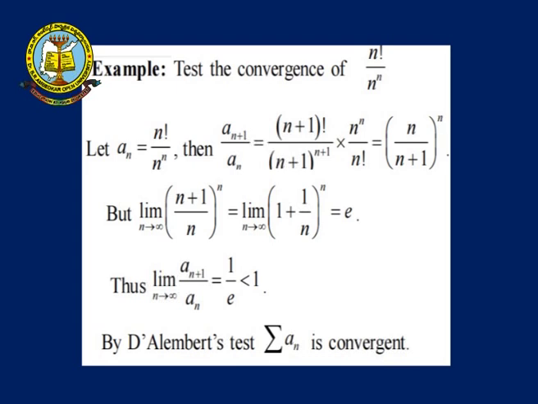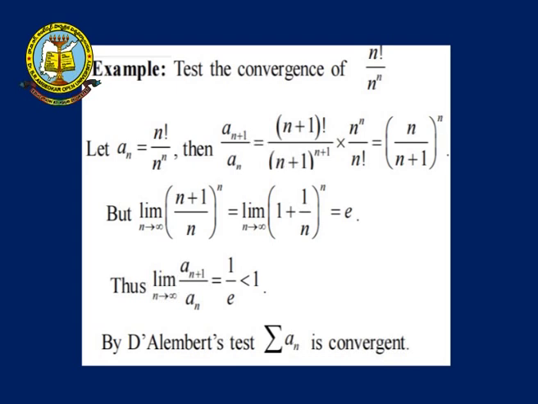Here, a n equals n factorial by n to the power of n. Then I check a n plus 1 by a n, which is (n plus 1) factorial by (n plus 1) whole to the power of n plus 1, divided by a n, n factorial by n to the power of n. So the denominator term goes to the numerator: (n plus 1) factorial by (n plus 1) whole to the power of n plus 1, into n to the power of n by n factorial.